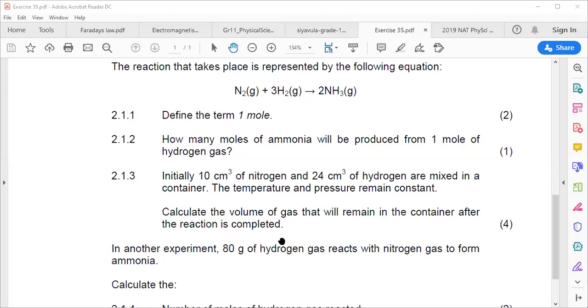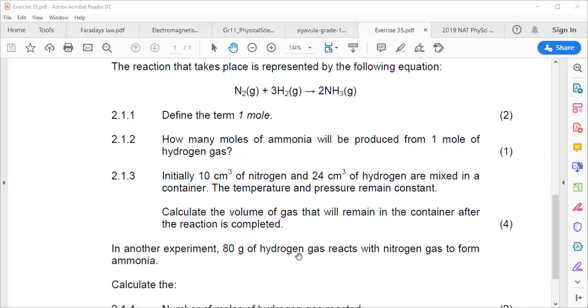I repeat, the question wants you to tell us the volume of the gas that is going to form plus the volume of the nitrogen and the hydrogen that will remain unreacted after the reaction is complete. So your task is to check how much of each gas is going to react and how much ammonia is going to form. Is that understood? Right, let's look at it.